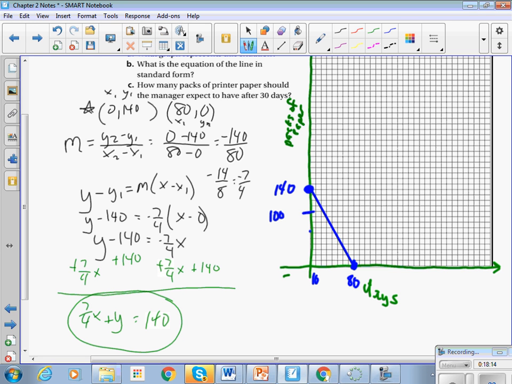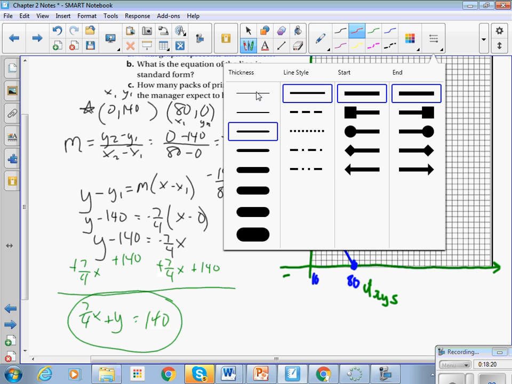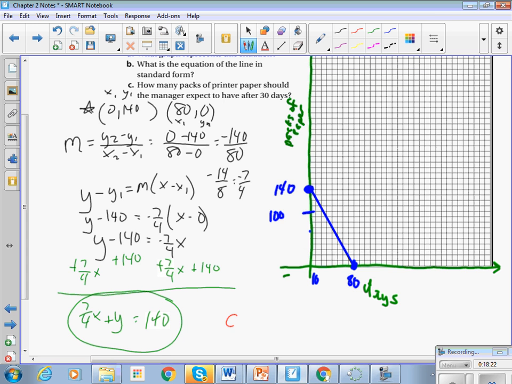So now we can answer C. C says, how many packs of printer paper should the manager expect to have after 30 days? According to my calculations, it should be about 90, but we're going to plug it into the formula and find out for real, not just estimates.